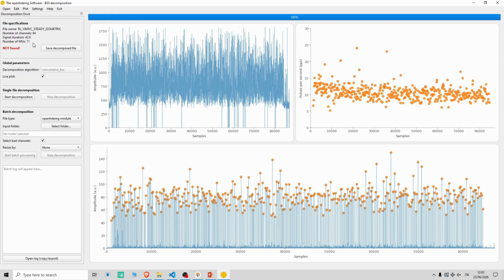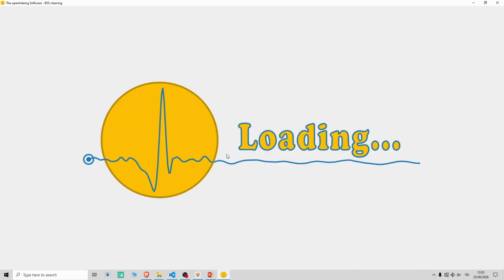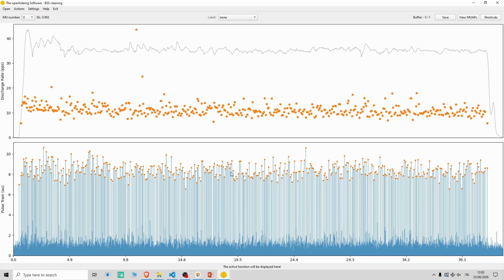You can see here to the top left that we found 11 motor units, and the software is telling us that if we want, we can save the results. But since the software is modular, another interesting thing that we can do to make our workflow a bit faster is to transfer the result of the decomposition to another module, which of course in this case will be the cleaning. This is very convenient because at any time we can switch between one module and another and do the different things that we need.